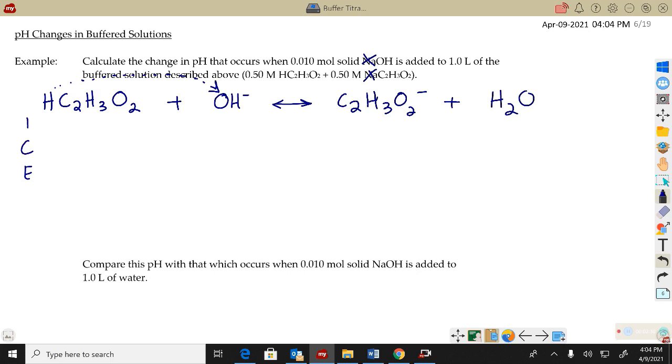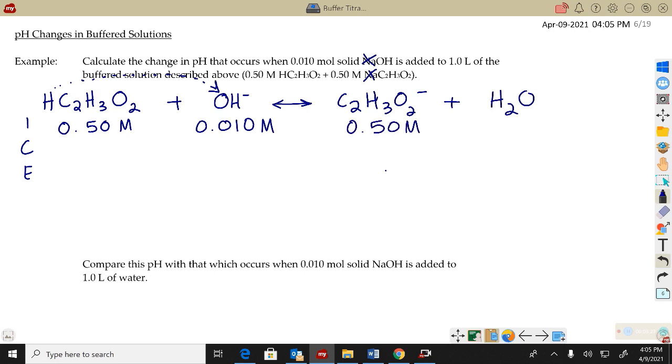Okay, so now I look at what I have. Here's maybe something that's a little bit different between buffers and just a pure solution of a weak acid or a weak base. I've got a lot of initial numbers. So initially, the concentration of the acid is 0.5 molar. We're adding 0.01 moles of solid sodium hydroxide to a liter of this solution. So it'll be 0.01 moles per liter. And on the product side, I also know the concentration of the acetate ion. It's 0.5.